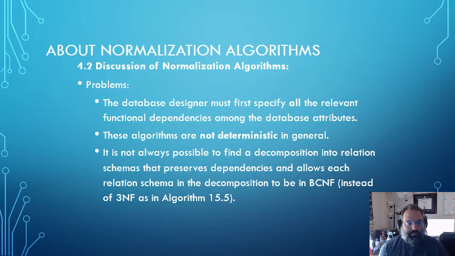Discussion of normalization algorithms, problems. The database designer must first specify all the relevant functional dependencies among the database attributes. These attributes are not deterministic in general. It is not always possible to find a decomposition into relational schemas that preserves dependencies and allows each relational schema in the decomposition to be in BCNF instead of third normal form as in algorithm 15.5.